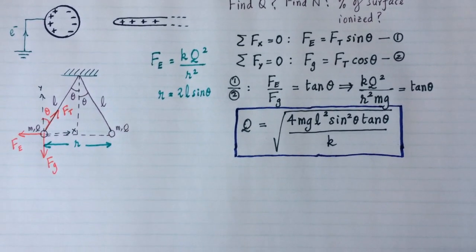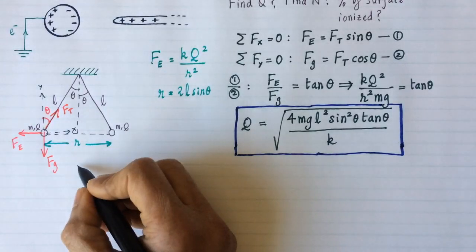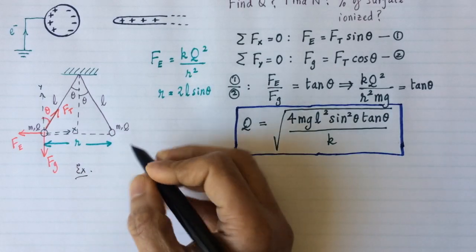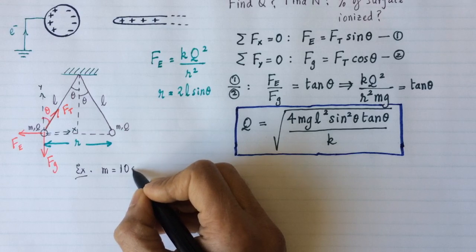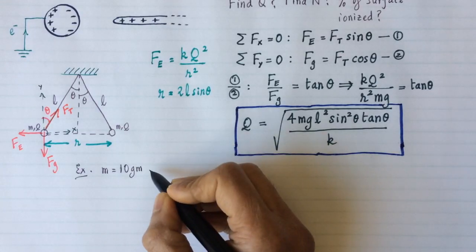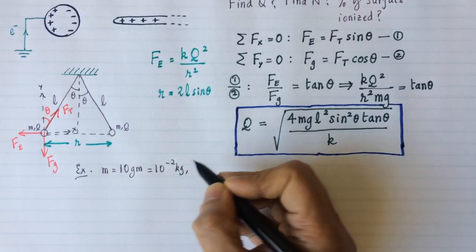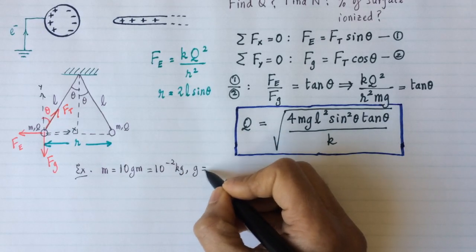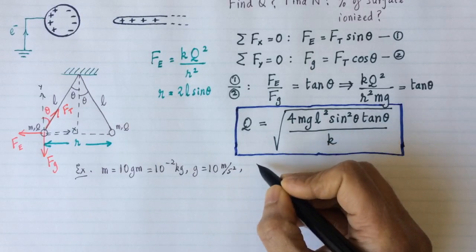Let's do a numerical calculation of this to see what we are looking at here in terms of orders of magnitude. So let me try the following values. Let the mass of the metallic ball be 10 grams, which is 10 to the minus 2 kg. We'll take gravity to be 10 meters per second squared because this is just an order of magnitude calculation.